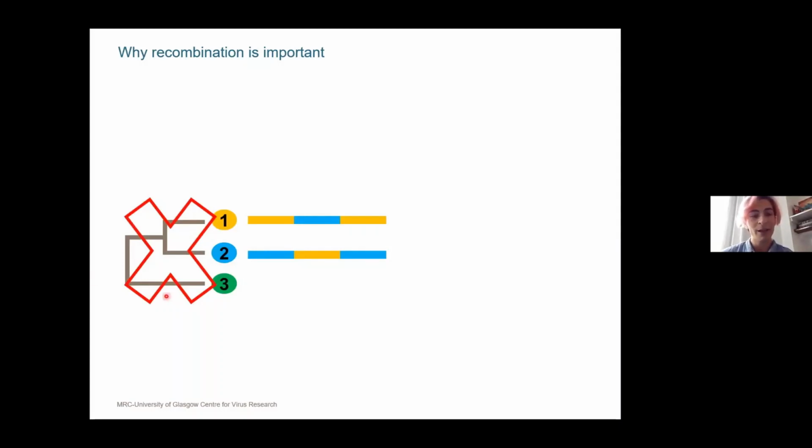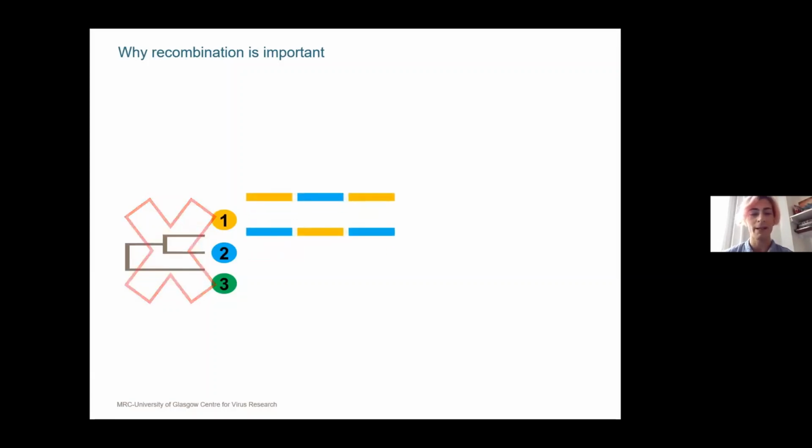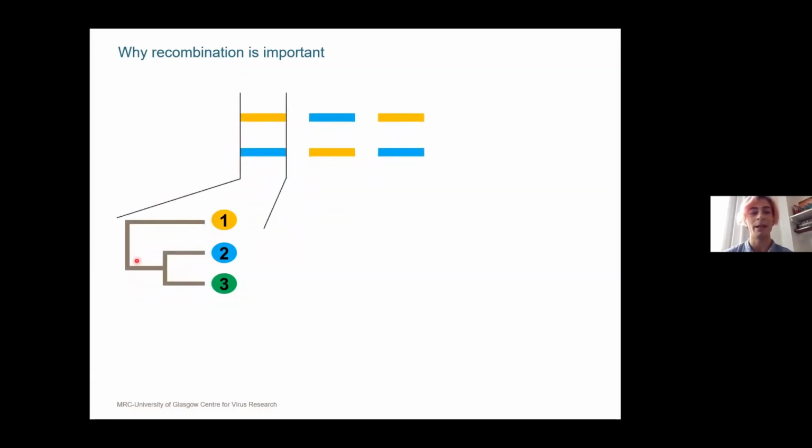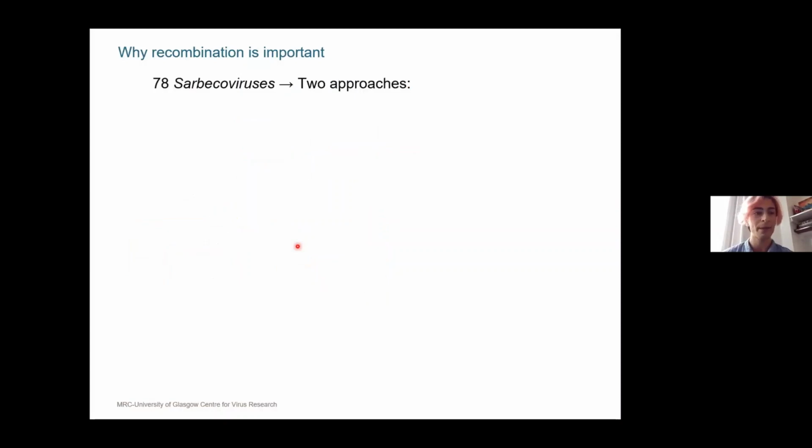What you need to do is determine where the recombination breakpoints are and split the genome by them, and then do phylogenetics for each one of these putatively non-recombinant regions. And in this case, you would see that for this bit, blue virus 2 is actually closer to green virus 3 than yellow virus 1, and the other way around for the recombinant bit.